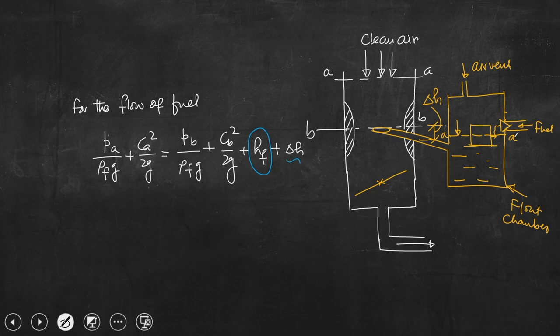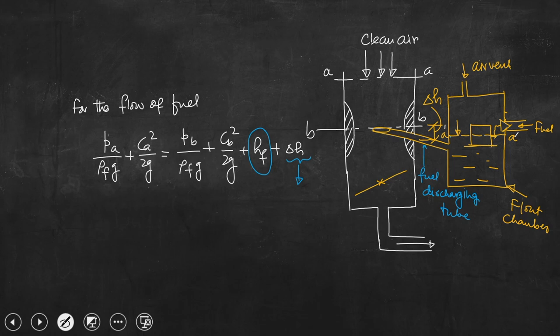Now, this is basically the height difference between the surface of the fuel in the float chamber and this orifice. So, this is the fuel discharging tube, and this is the orifice of the fuel discharging tube. If the difference between the orifice of the fuel discharging tube and the height of the fuel in the float chamber is delta H, then that is taken care of in this equation.